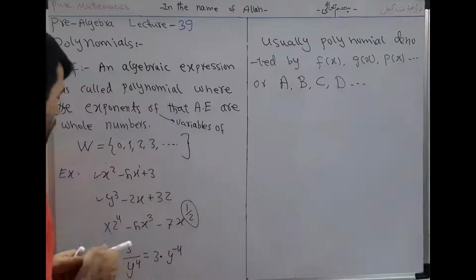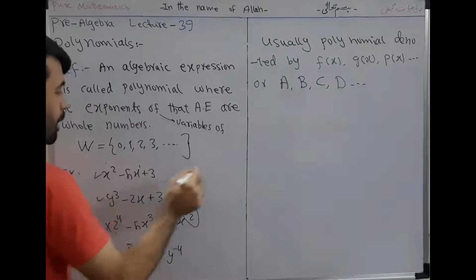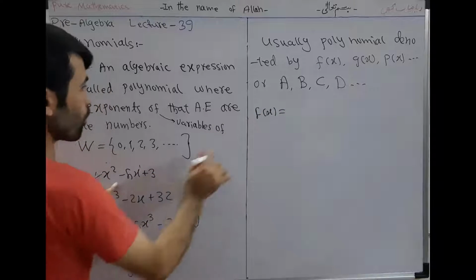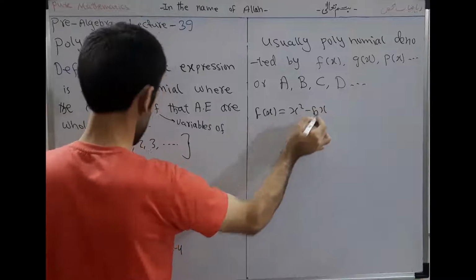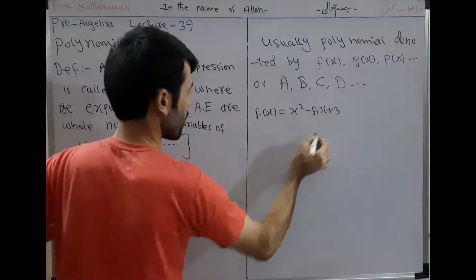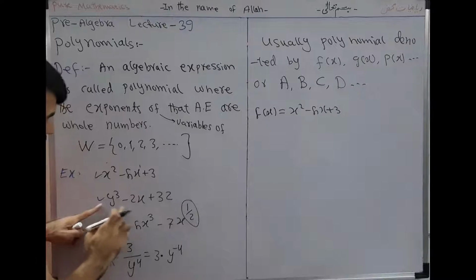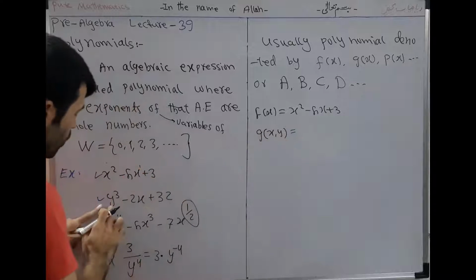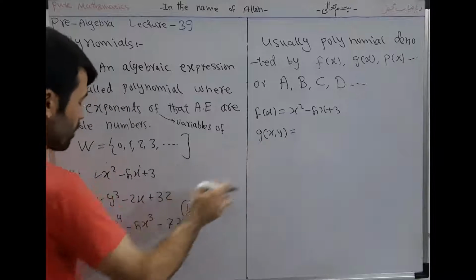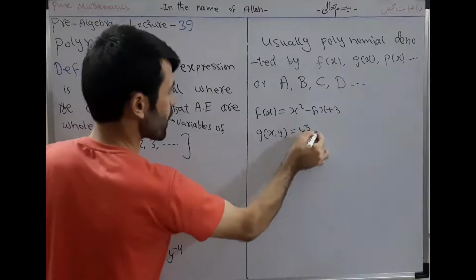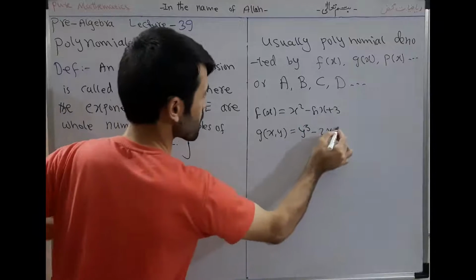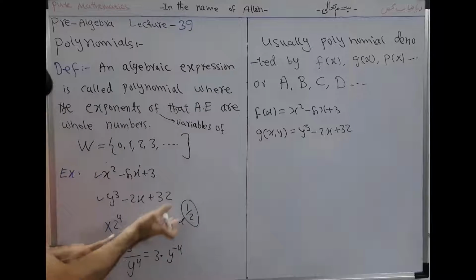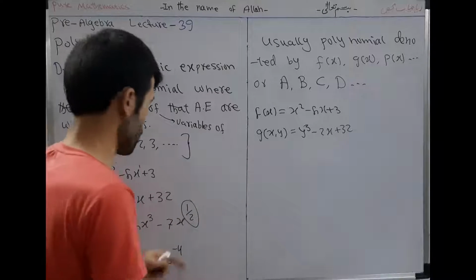Example: we can write f of x is equal to x square minus 5x plus 3. Here we have two variables, so we can write g of x comma y is equal to y cube minus 2x plus 3z. Here we have z to the power 4, they are not polynomials. We cannot show those by these symbols.